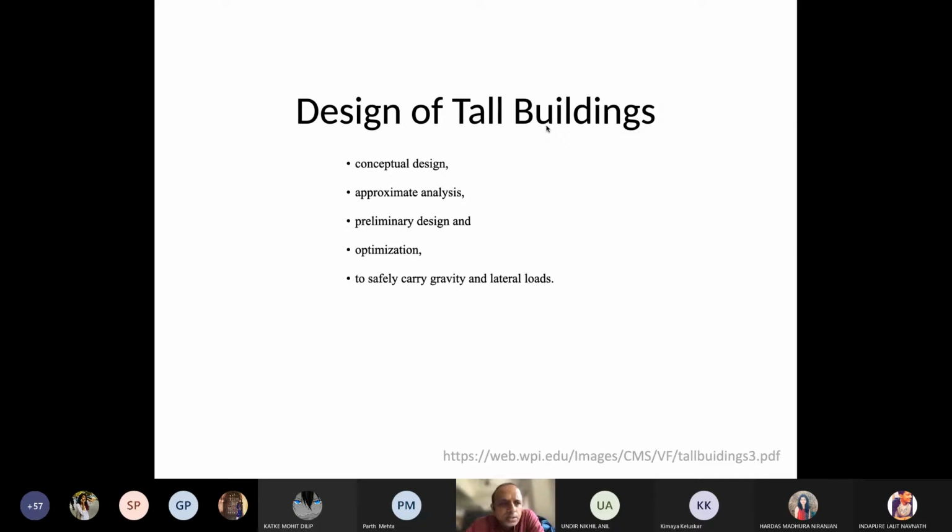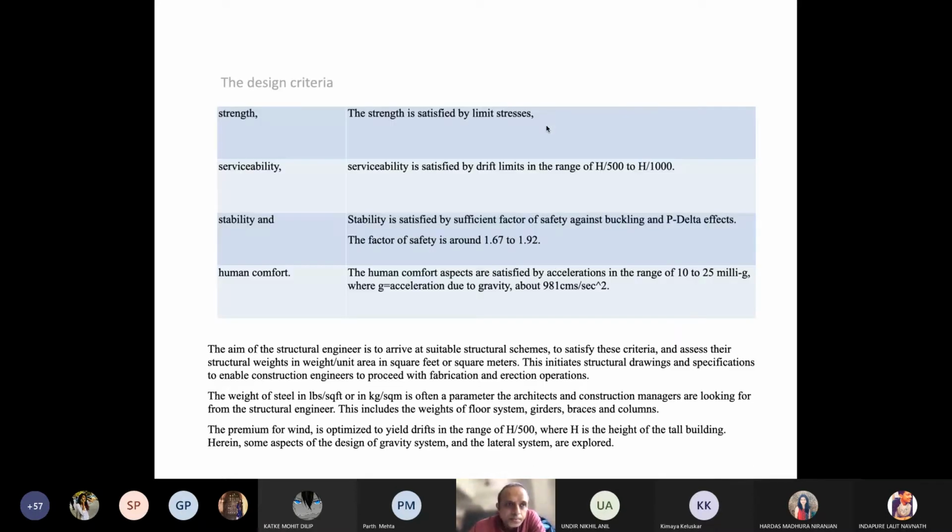There are 5 stages. One is the conceptual design. Second is the approximate analysis of what is the kind of stresses and all. Then there is a preliminary design and optimization. And finally, there is detailed calculation to carry out gravity as well as lateral loads. Yeah. So this is essentially what a structural engineer looks at.